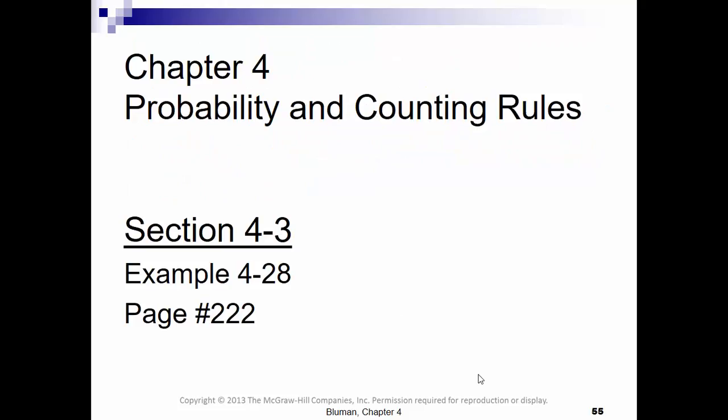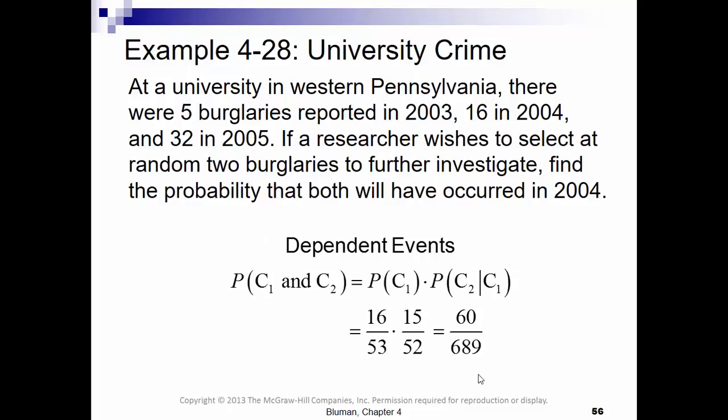Okay. Now let's look at another example. At a university in western Pennsylvania, there were 5 burglaries reported in 2003, 16 in 2004, and 32 in 2005. If a researcher wishes to select at random 2 burglaries to further investigate, find the probability that both will have occurred in 2004. So we want the probability of crime 1 and crime 2, and these are both in 2004.